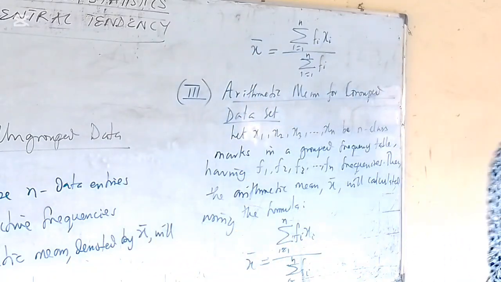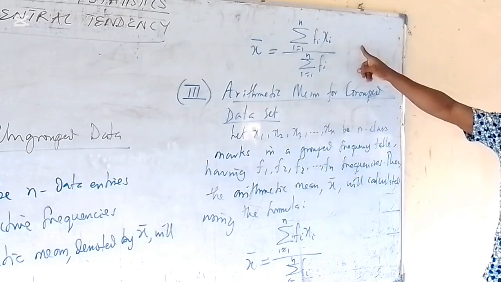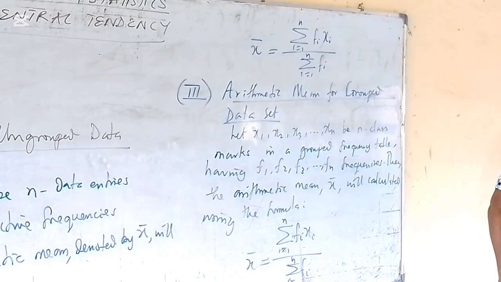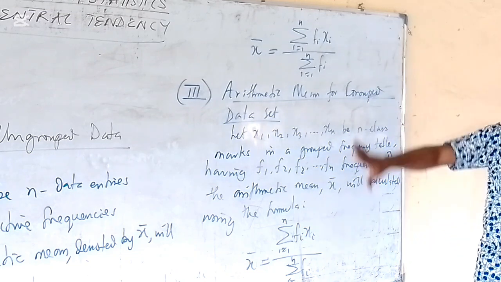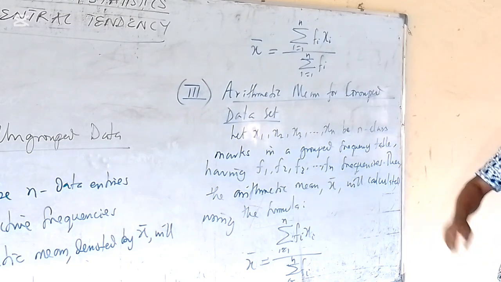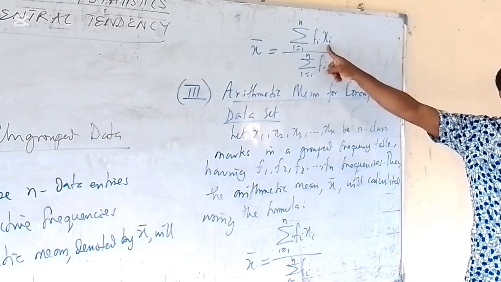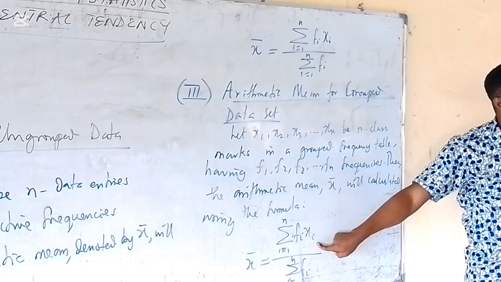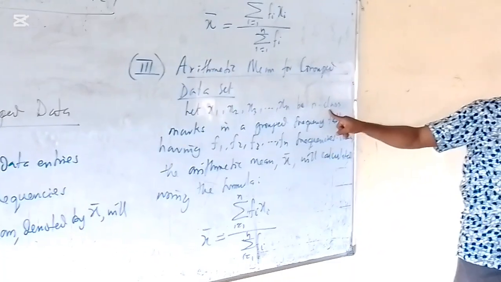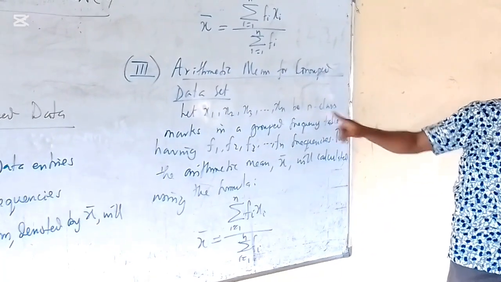Now, if you look at this formula and this formula, you will think they are the same. Indeed, they are the same. But the difference between these two, even as they look exactly alike, is that in this one here, the xi's are data entries. In this one here, the xi's are what? Class marks. Is it clear? Good.